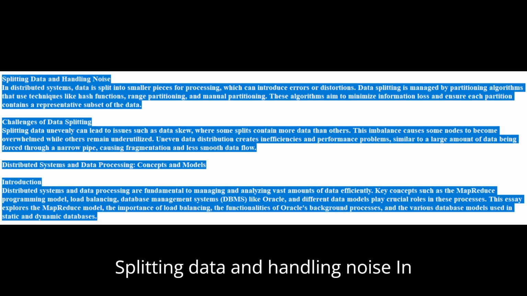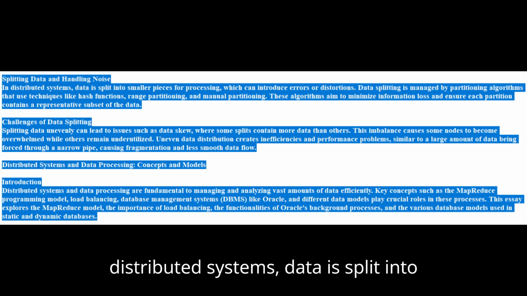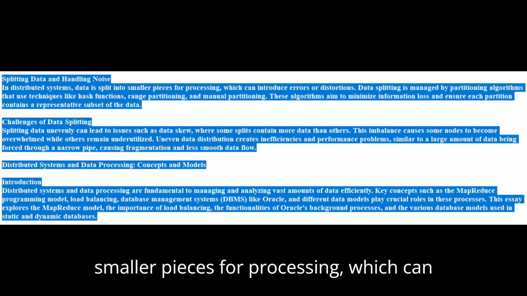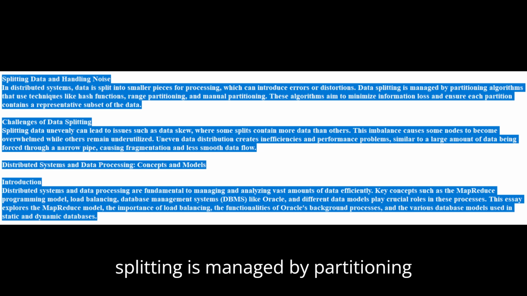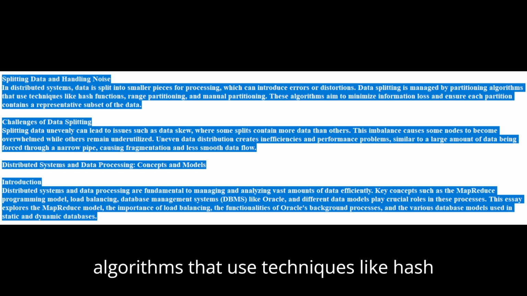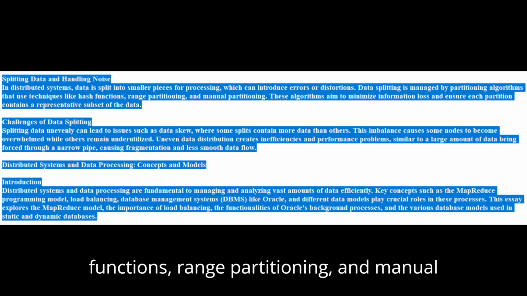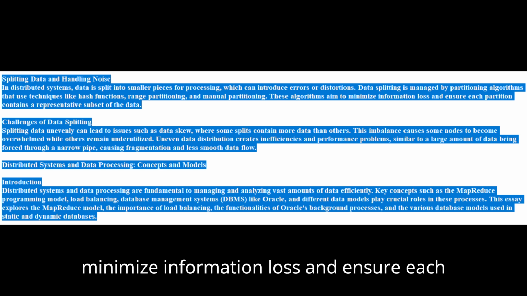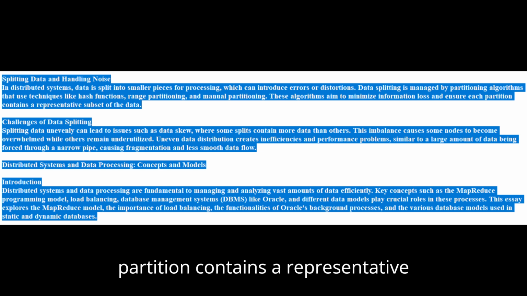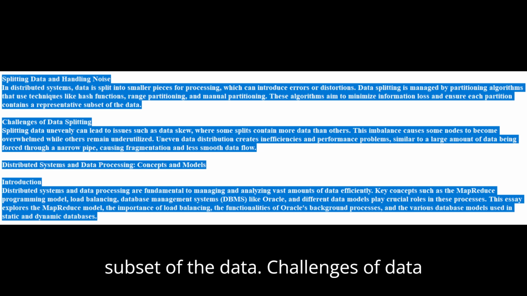Splitting data and handling noise. In distributed systems, data is split into smaller pieces for processing, which can introduce errors or distortions. Data splitting is managed by partitioning algorithms that use techniques like hash functions, range partitioning, and manual partitioning. These algorithms aim to minimize information loss and ensure each partition contains a representative subset of the data.